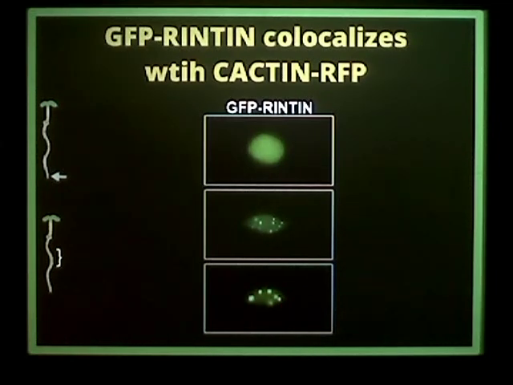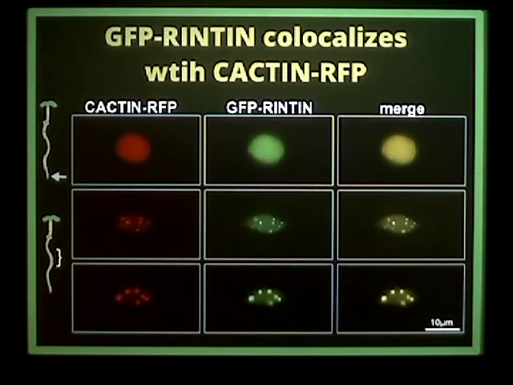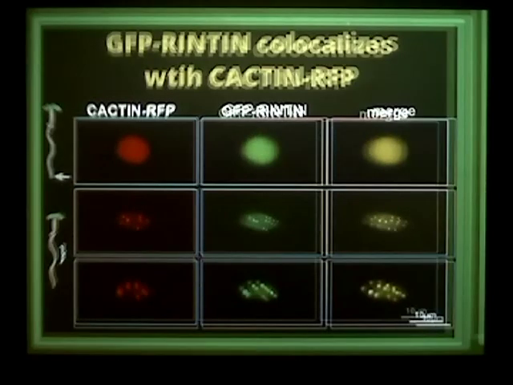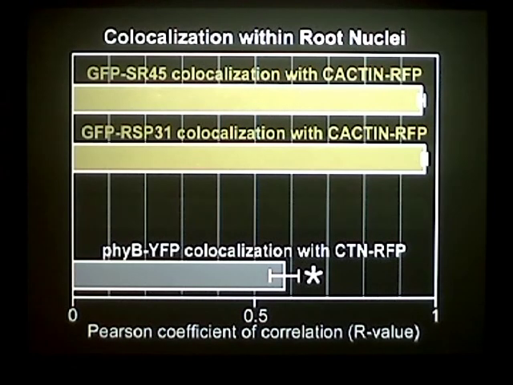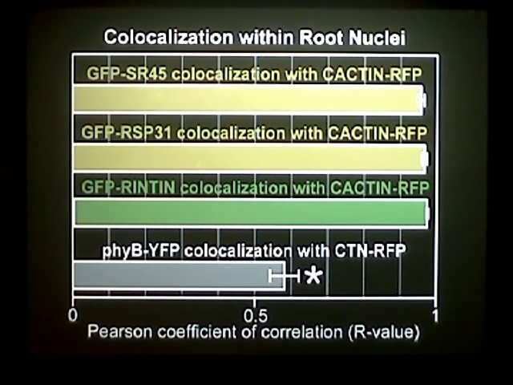And when I cross these plants to plants with RFP cactin, I found once again it's the same speckles. So these 2 proteins are co-localizing with each other. And we quantified this as well. And so you can see a very high level of co-localization between cactin and rintin. So they're in the same place at the same time.